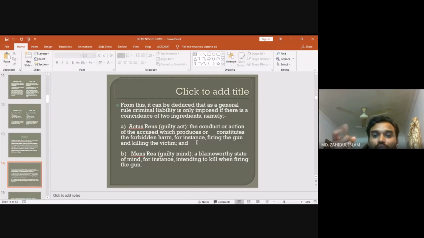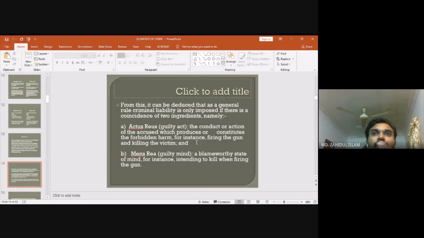So if you shoot someone, that means you use your hand, physical activities. Kick someone, shout at someone, then it's called actus reus. Mens rea, a blameworthy state of mind. For instance, intending to kill when firing at someone. Mens rea means guilty mind. What was in your mind? If you had a guilty mind and if you had actus reus, then it is a crime.